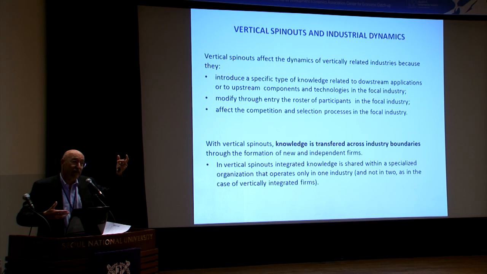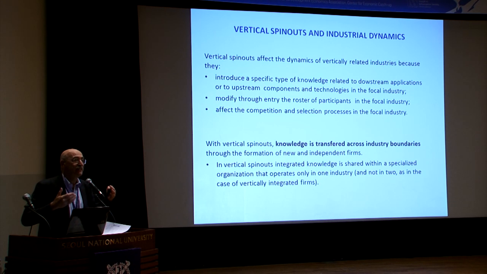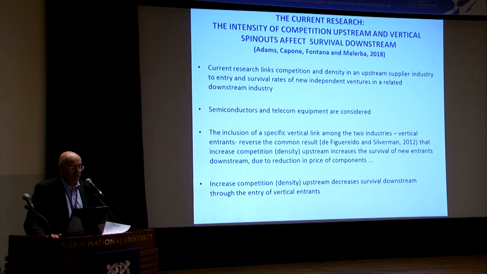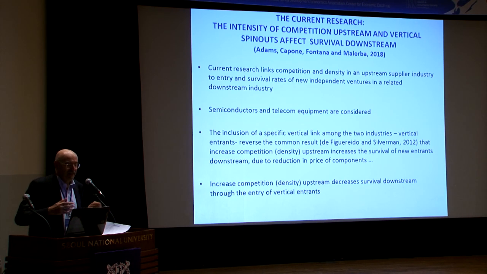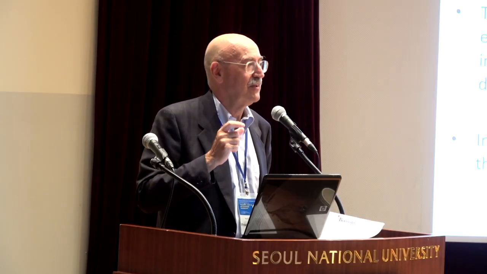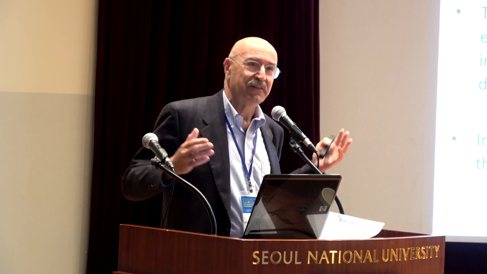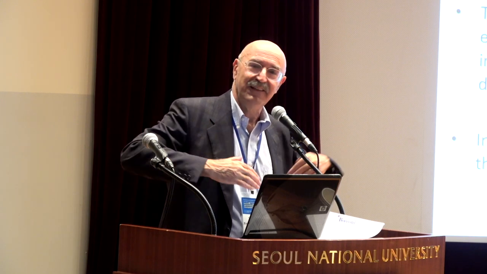And if you look at these industries, you have to take these vertical links in mind, because otherwise you don't understand where these companies come from and why these companies are selecting out, surviving more than the others. What we are doing also now is expanding this type of research by taking two industries and bringing in competition. Competition in the two industries, in terms of number of firms and so on. And what we found is that if you take the links between vertically related industries into account, this vertical entrance, all that previous research has done is completely reversed.